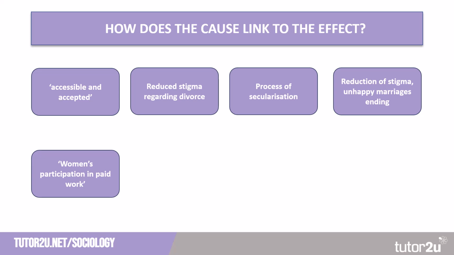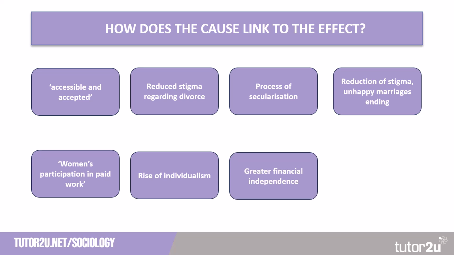A second way we could do this is by talking about women's participation in paid work. This can be then linked to the rise of individualism, people looking after their own needs before the needs of their partner, how they look for emotional satisfaction and individual fulfillment. And this can be linked in then to greater financial independence that women have because they have chosen a career. Perhaps we could link in Hakim's preference theory here, and how this then has people being able to leave unhappy marriages because they are no longer economically dependent upon their partner.